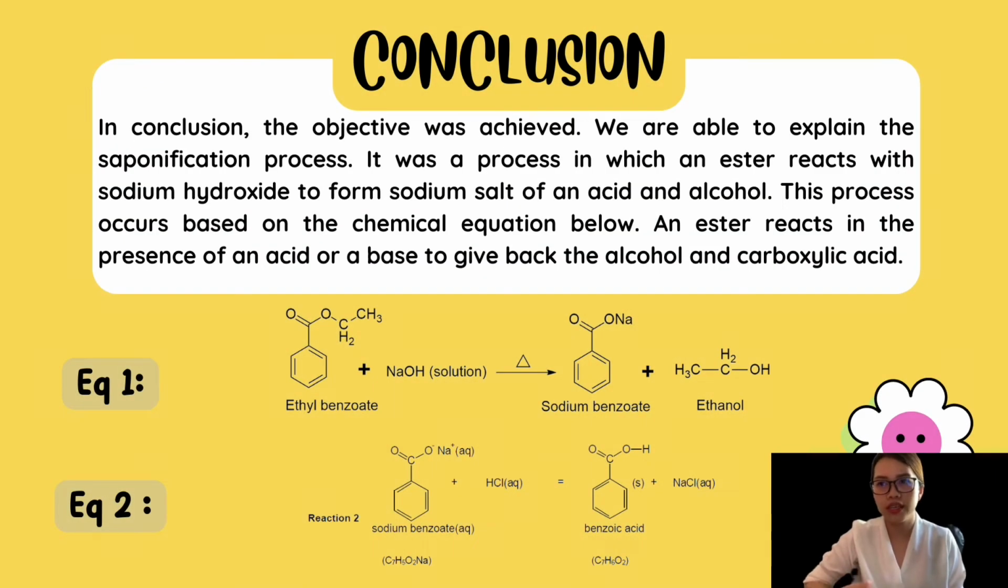In conclusion, the objective was achieved. We know that the saponification process is a process in which an ester reacts with sodium hydroxide to form a sodium salt of an acid and alcohol. This process occurs based on the chemical equation below, in which an ester reacts in the presence of an acid or a base to give back the alcohol and carboxylic acid.